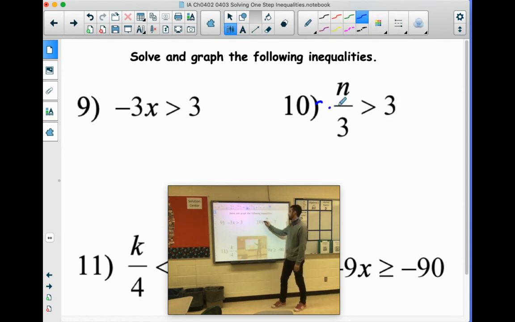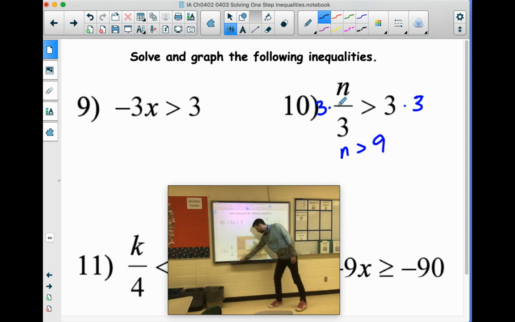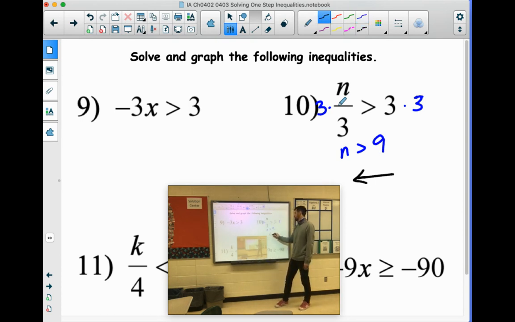So let's say I just put times 3 over here, times 3 over here. The times 3 and the divided by 3 cancel each other out. So we just have n is greater than 3 times 3, which is 9. On our number line, we have our 9. It says greater than, so 9 is not a solution. So that's an open dot. And the letters first. So let's go ahead and follow that arrow.